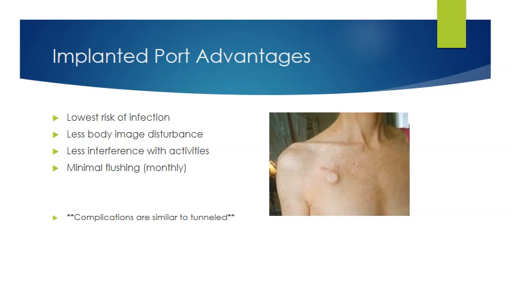It is less body image disturbance, because now you don't have this big line hanging out of you, okay? Less interference with activities, and again, that's for the same reason. And also, you just have minimal flushing with this. Ports need to be flushed once every 30 days unless they are accessed. And if the Huber needle is in and it's accessed, then you would just follow protocol for that. They usually flush central lines every 8 hours in the hospital setting. Complications for this type of port are the same as a tunneled catheter. But again, know that the risks, like for infection, are much less with this type of catheter.